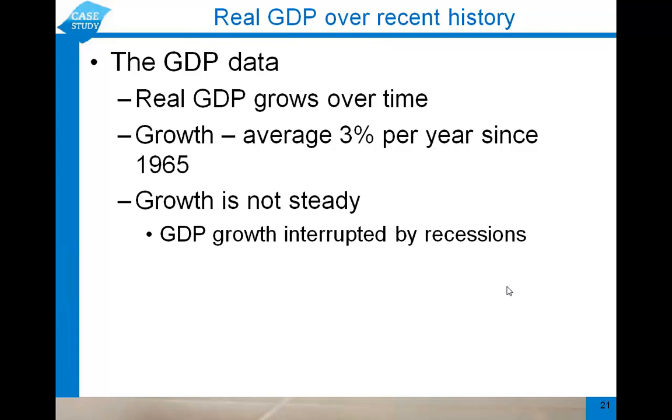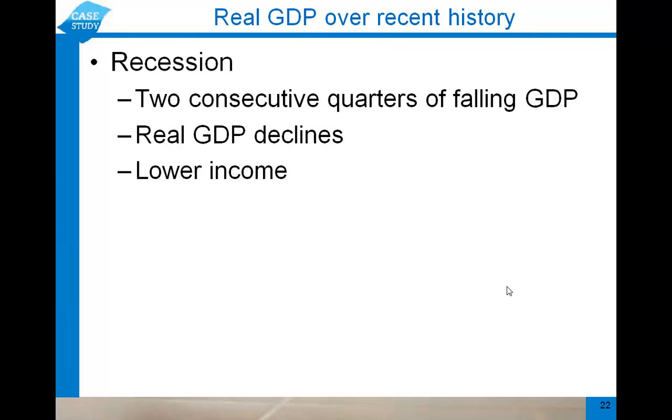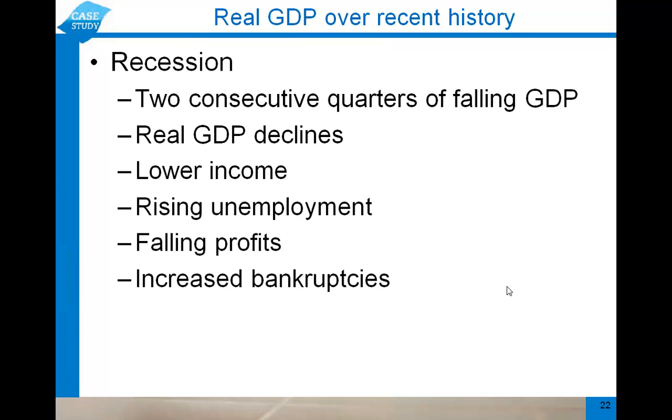What we find, though, is that growth is not steady. It's not a steady increase in the size of the economy. It's interrupted. First of all, it's up and down, even when it is growing. And secondly, there seem to be these drops as well, certainly large in the last recession. So what does that tell you? It tells you that the economy is actually contracting. The number of goods and services that we're producing is shrinking. And when that happens, we call that a recession.